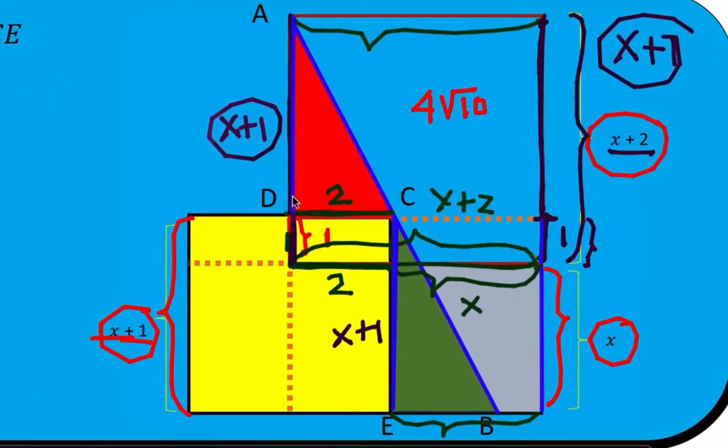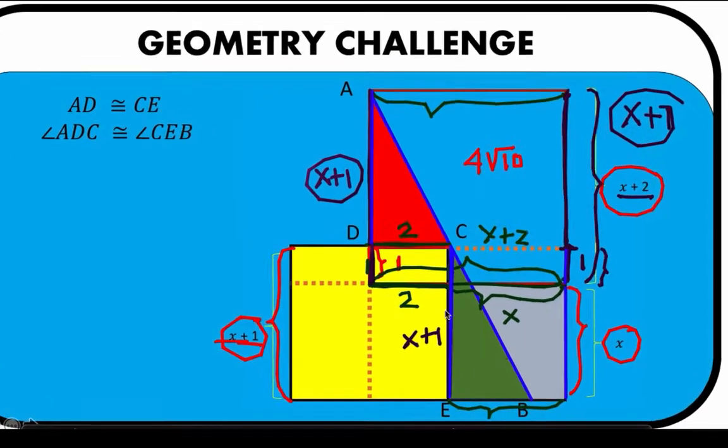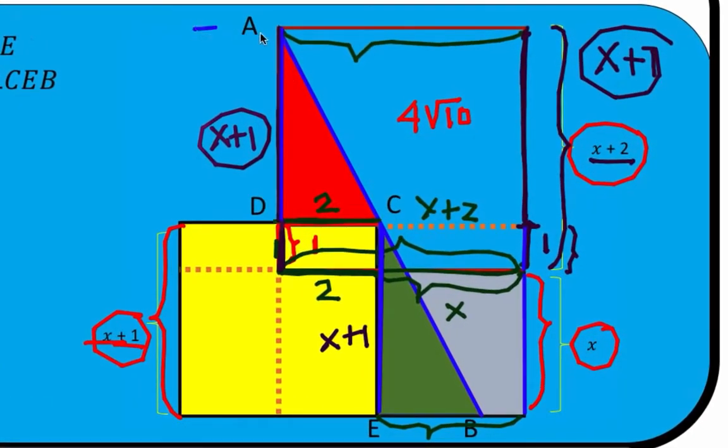Now, look at this angle ADC. That's a right angle. And this angle CEB is also a right angle. Therefore, we can now claim that angle ADC is congruent to angle CEB because all right angles are congruent. Then let's take a look at these two parallel lines. This line is parallel to this line because we have a square. The two opposite sides are parallel. This line segment AB is a transversal cutting these two parallel lines.